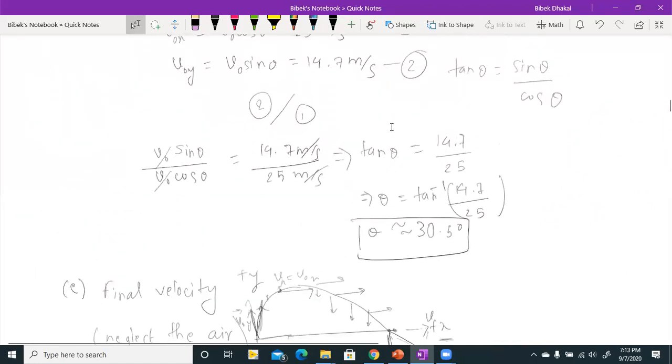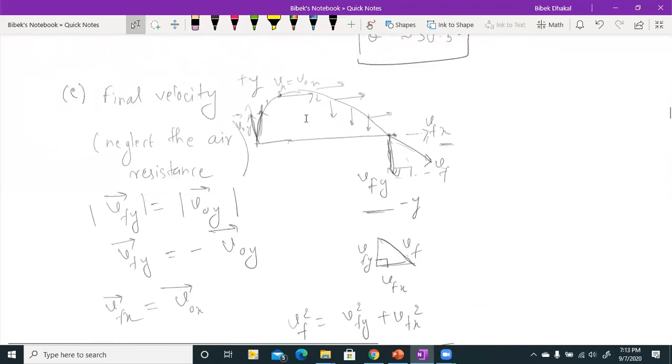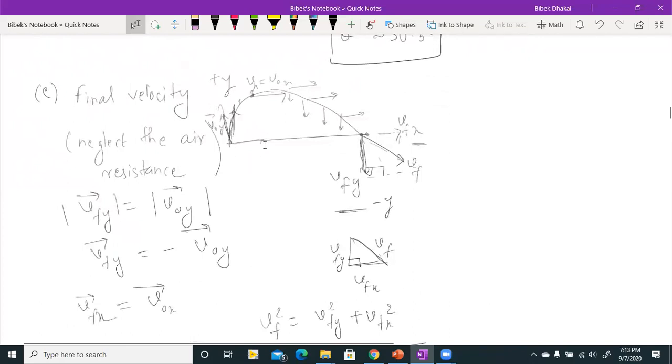Okay. So I think this is the problem. So the final velocity, you have a projectile and you have the two components of your velocity at the beginning, right? You have the x component, you have the y component. And the y component becomes 0 at the maximum height, and it starts to increase. So I guess you understand what I'm trying to tell, how the velocities change throughout its trajectory.